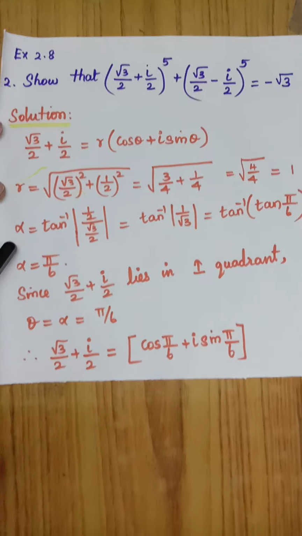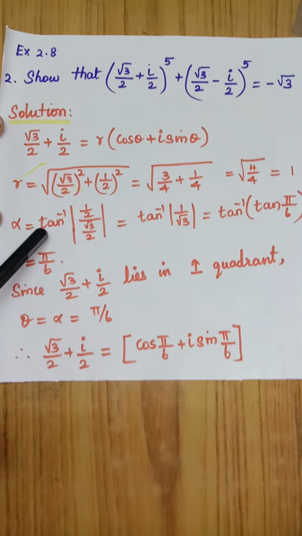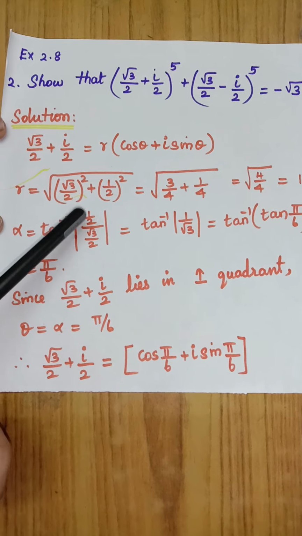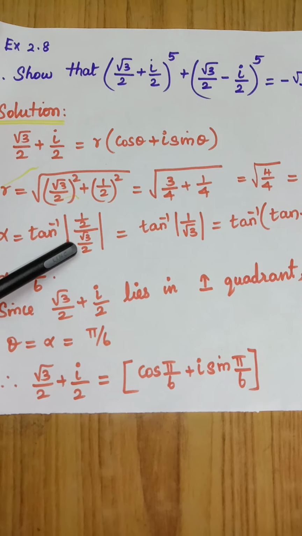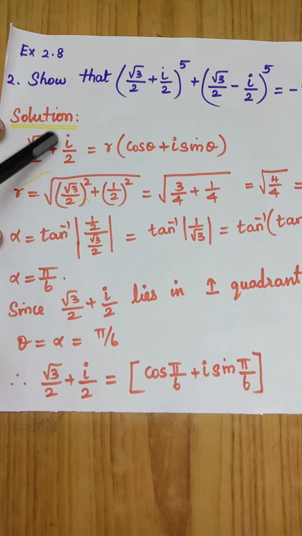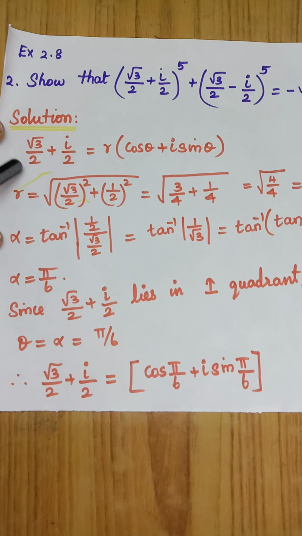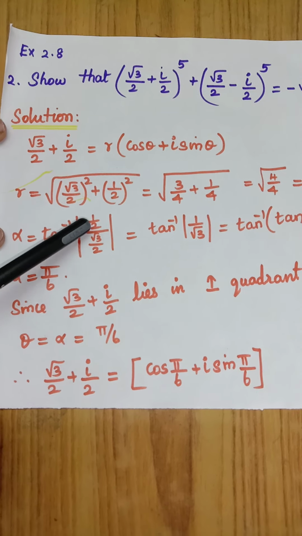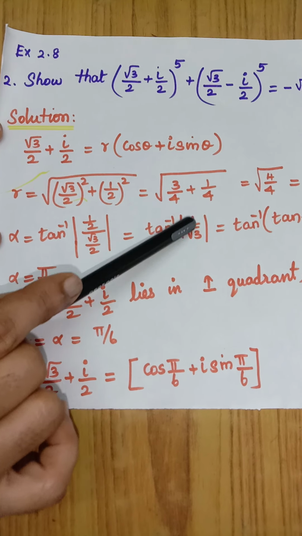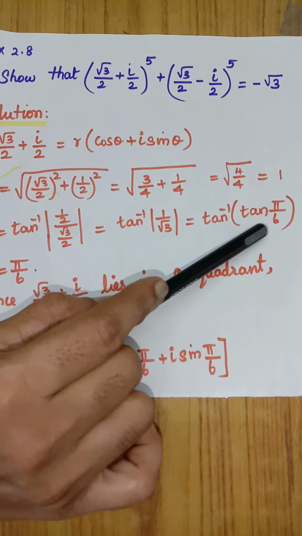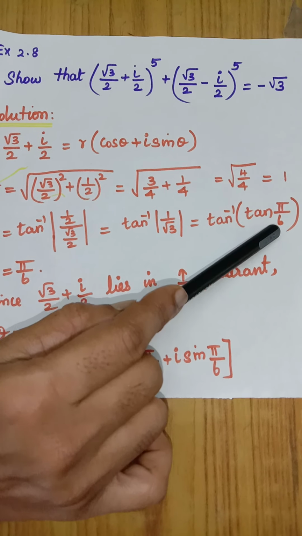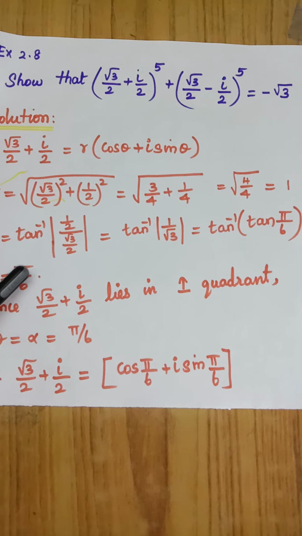Next you have to find alpha using the formula tan inverse of modulus of y by x, that is imaginary part by real part. What is the imaginary part here? It is 1 by 2. What is the real part? Root 3 by 2. So the 2 gets cancelled, your answer is 1 by root 3. In place of 1 by root 3, I have written tan 30 degree. So your alpha is equal to pi by 6.